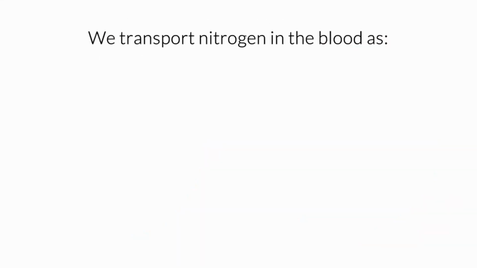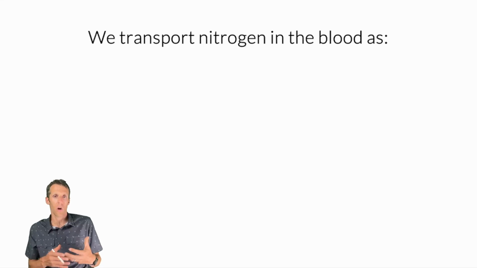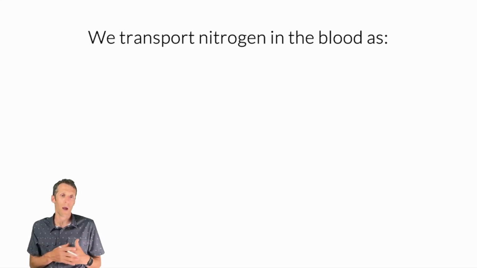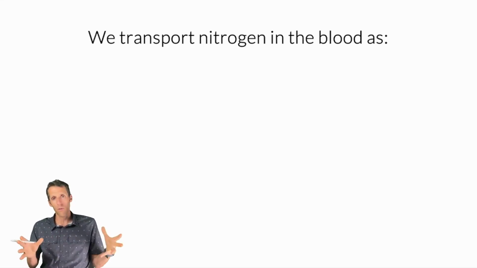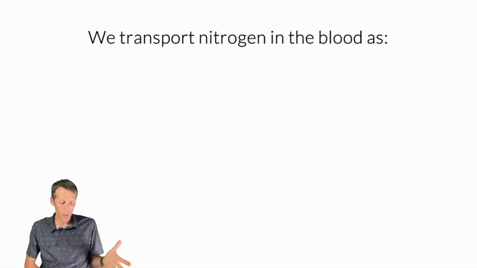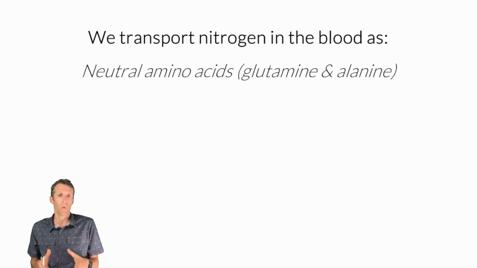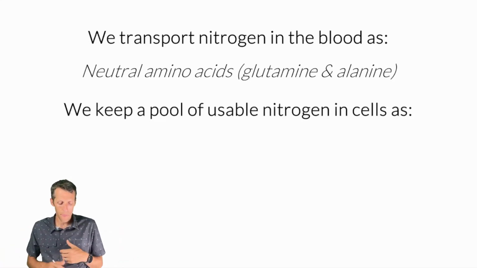And what these observations reflect is what we do with nitrogen and how we move it around. At a broad level, the way we transport nitrogen in the blood is as neutral amino acids. So we'll make something like glutamine and alanine and dump it into our bloodstream. That can then be imported by other cells that need nitrogen. So we're moving nitrogen that's sort of in our working stock around as neutral amino acids.